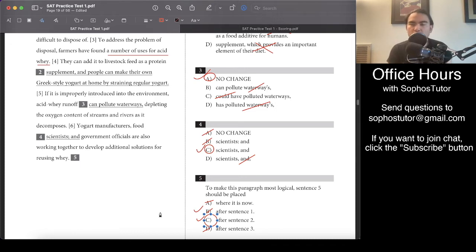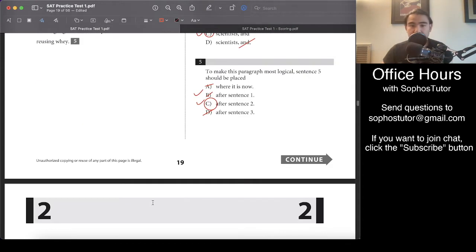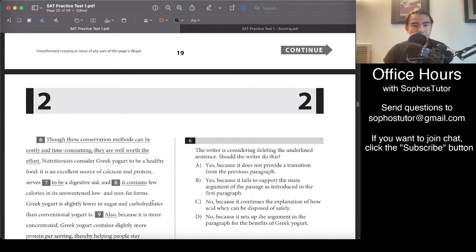And this should go faster. It takes a lot of time to explain why these connections work or don't work. But when you do it on the test, you should be able to make these judgments a little bit more quickly. Okay. Moving on. Question 6.